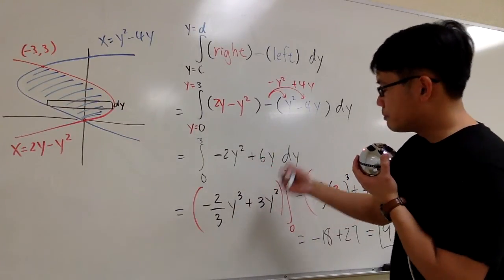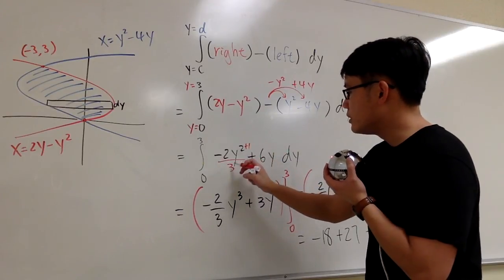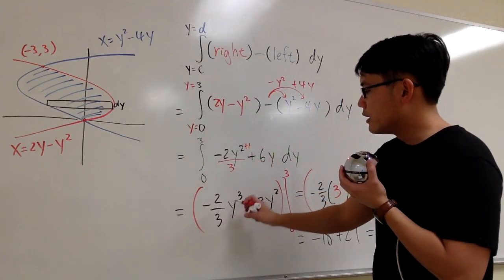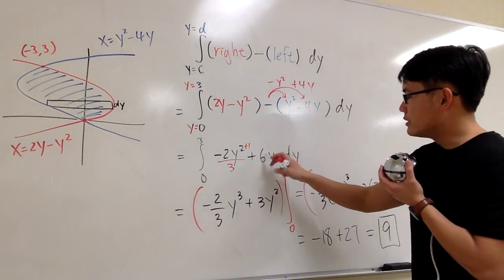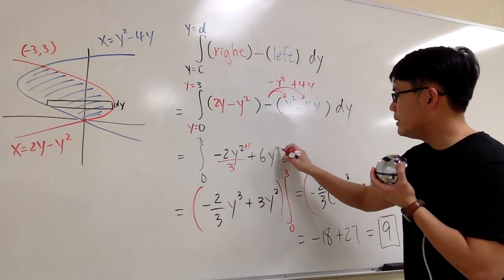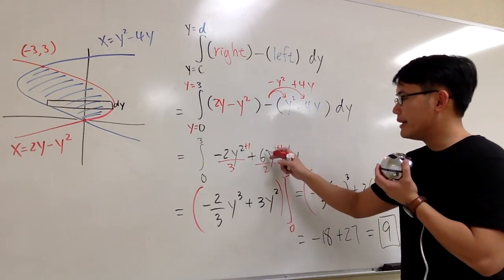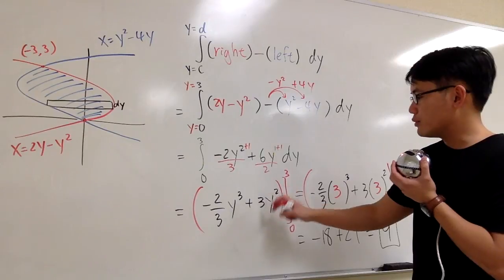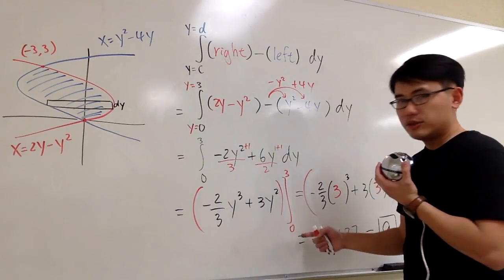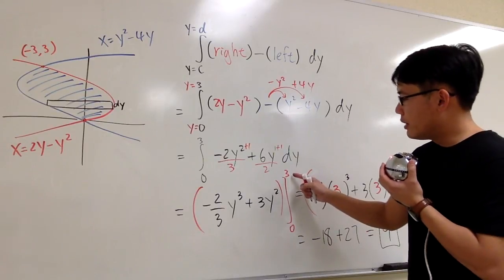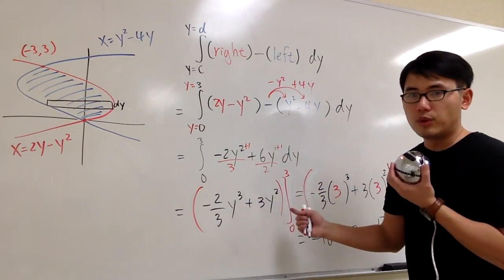Do the power rule backwards. Add 1 to the exponent, which makes it 3, and divide by 3. We get negative 2/3 y to the third power. And this is going to be 6y to the first. Let me add 1 to the exponent, which is 2, and divide by 2. 6 over 2 is 3, so we have 3y squared. This right here is the antiderivative. And then I just have to plug in values, plugging 3 into all the y's first, and then subtracting, plugging 0 into all the y's.